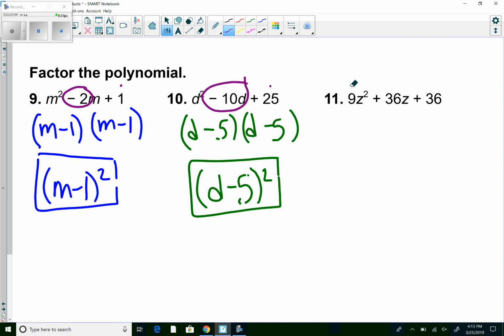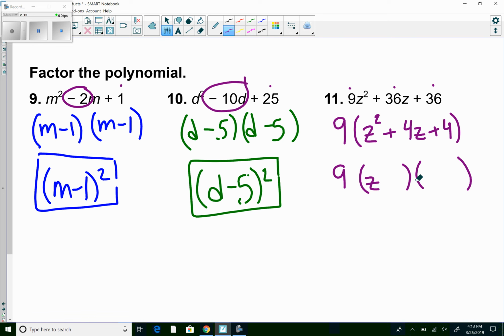Look here. I've got 9, I've got 36, and I've got 36. Is there a common number that we can take out of here so that I don't really have to deal with that 9? Yeah. I'm actually able to start off by taking that 9 out of there. So that's going to be 9 times z squared plus 4z plus 4. That makes this problem even easier. Because now it's like, okay, well, z and z, and then plus 2, plus 2. Okay, well, now I've got 9, and then that's z plus 2 squared.